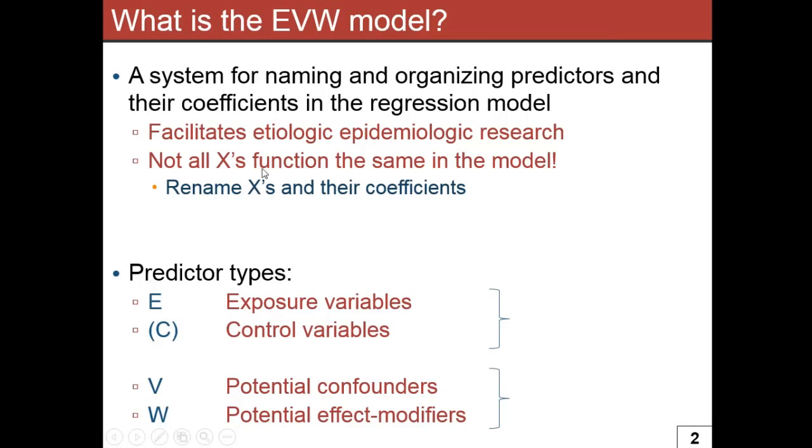The idea here is that not every variable is the same in your model. Not every x is the same, and we shouldn't necessarily call them all the same thing. Because x's can be exposures, they could be control variables, which might be confounders or effect modifiers, and by the way, also mediators, which we're not going to focus on as much. But those are other ways that variables exist in your world.